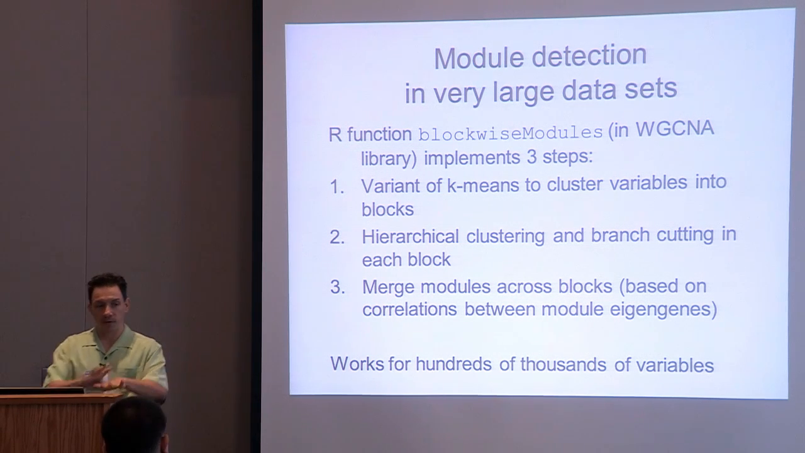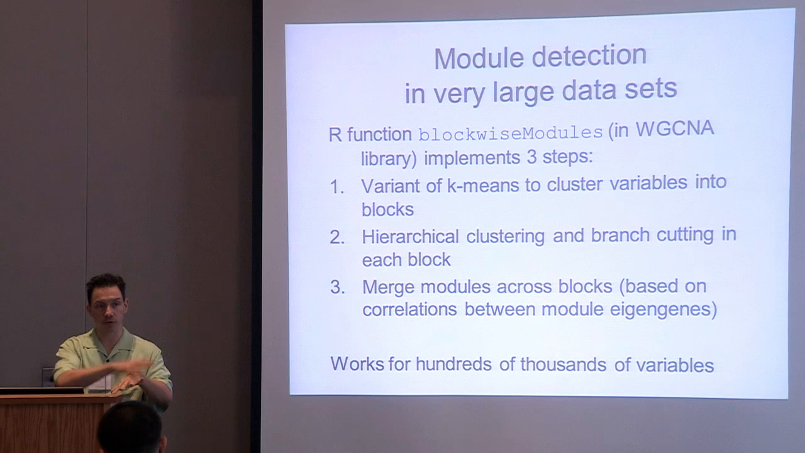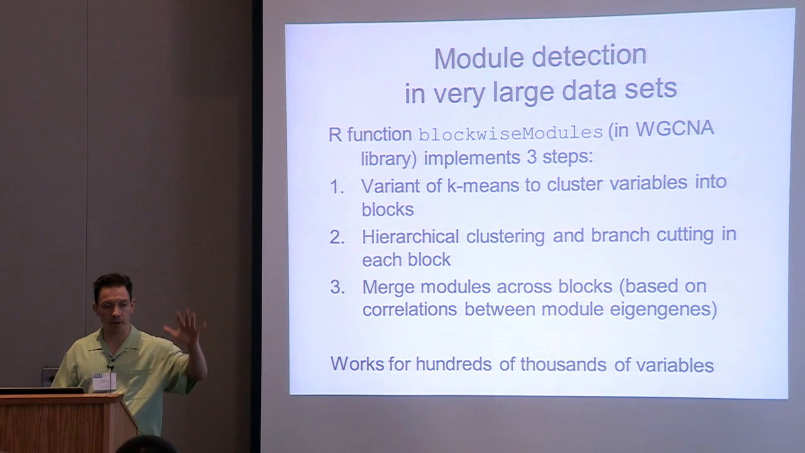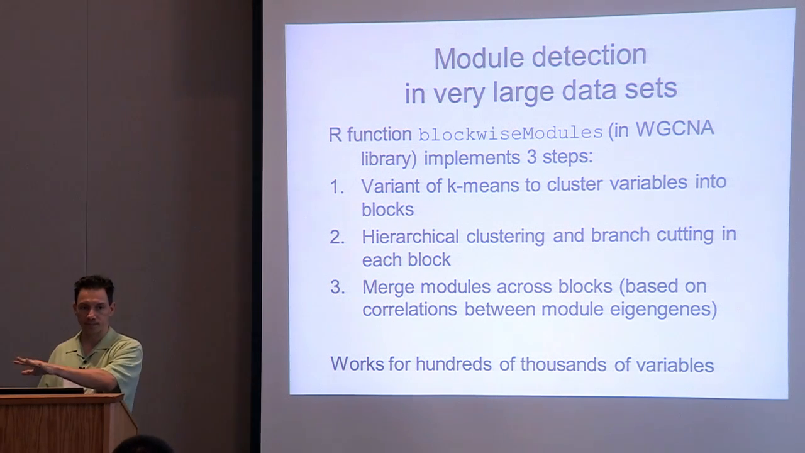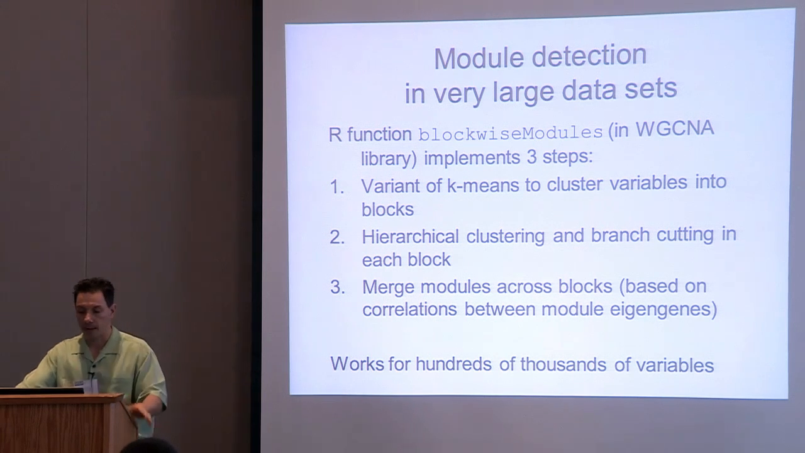All right, so you have these blocks, and now in each block it applies hierarchical clustering, the usual dynamic branch cutting, topological overlap, all of that. So what do you end up with? You get 50 cluster trees. And for each cluster tree, you get modules.